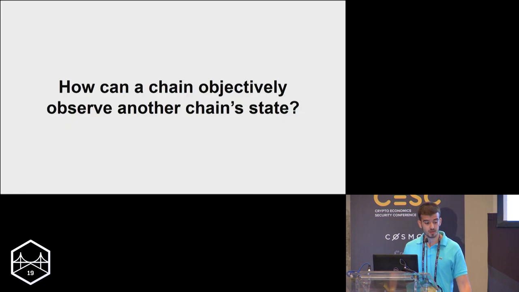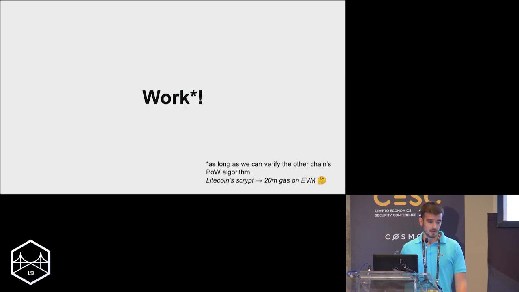And the big question that we're trying to answer is the question of observability: how we can have one chain observe another in an objective way, so nobody helps the chain by telling it this is the other chain's state, but there is an objective way to tell what the state of the other chain is. And the big breakthrough that Nakamoto showed is that we can attach work, which is very objective because it's electricity. And soon after we saw that we can use work and SPV proofs to observe another chain's state.